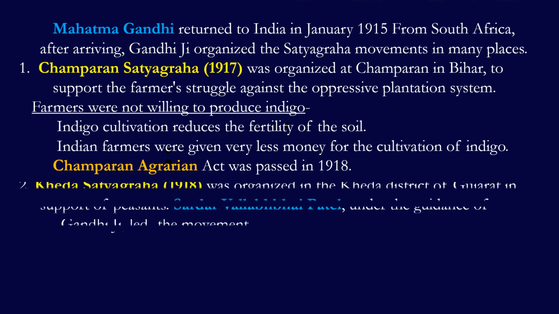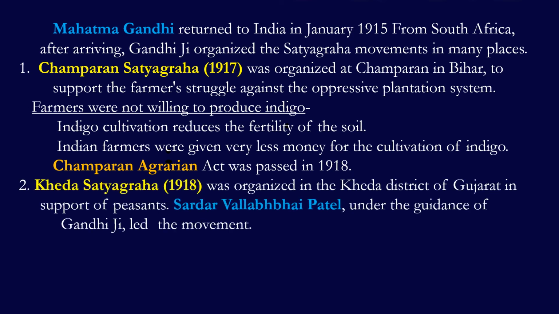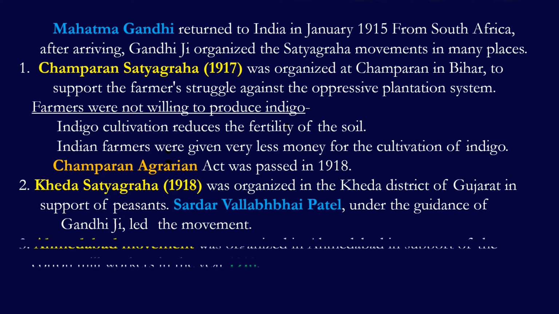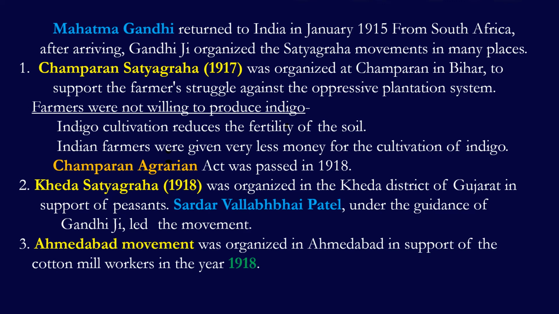The second Satyagrahi movement was organized in the Kheda district of Gujarat in support of peasants. Sardar Vallabhbhai Patel, under the guidance of Mahatma Gandhi, led the movement, and the movement was successful. And the third movement was organized in Ahmedabad in support of the cotton mill workers in the year 1918.